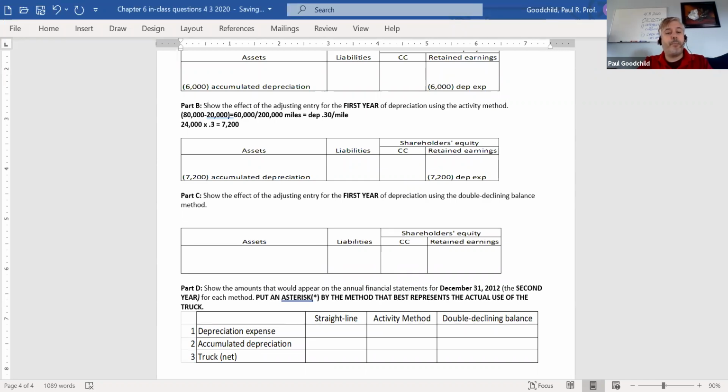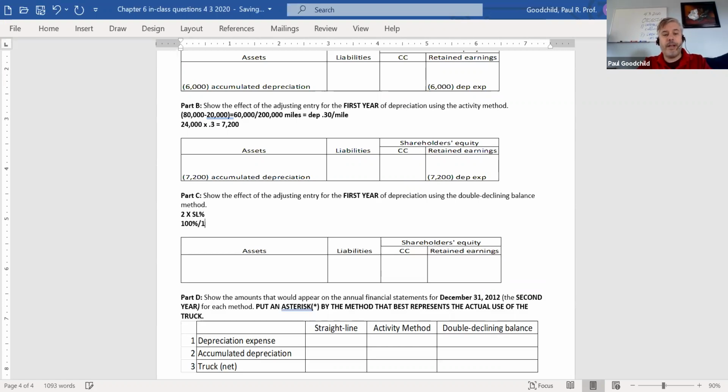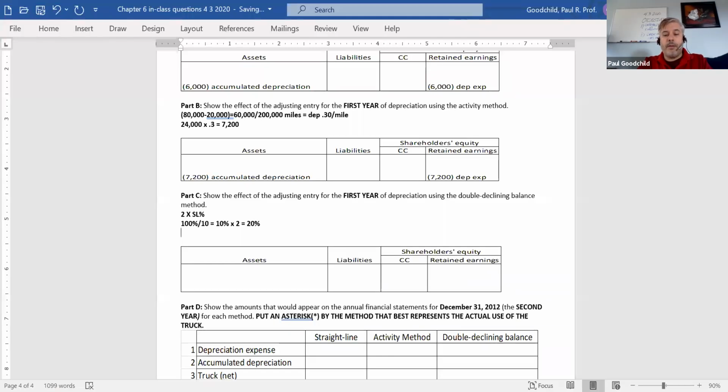Now, the next part, C, is asking for double declining balance. So we're going to go 2 times the straight line percentage. So 100% divided by 10 equals 10%. We're going to multiply that by 2 and get 20% depreciation. We take the 80,000, because we don't take into account salvage value. We multiply that by 0.2, or 20%, and we end up with 16,000.